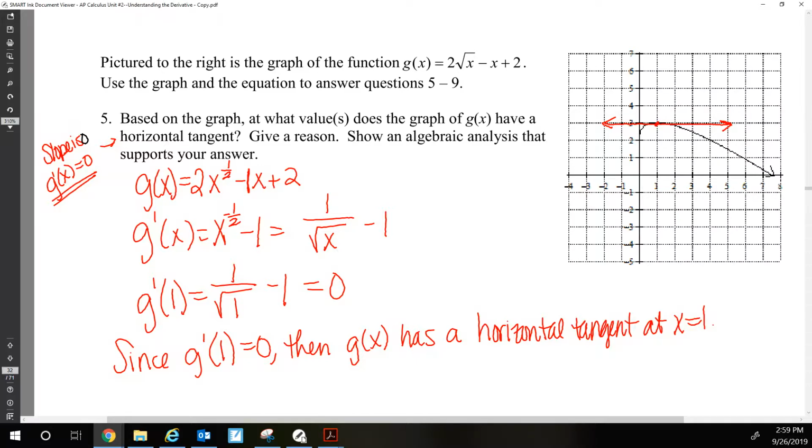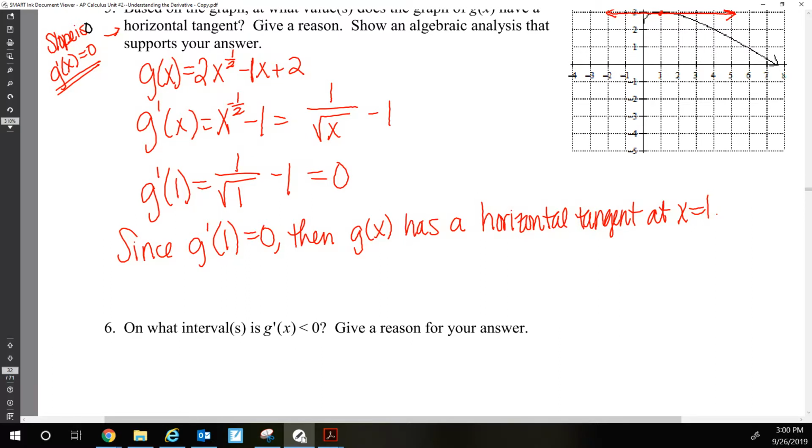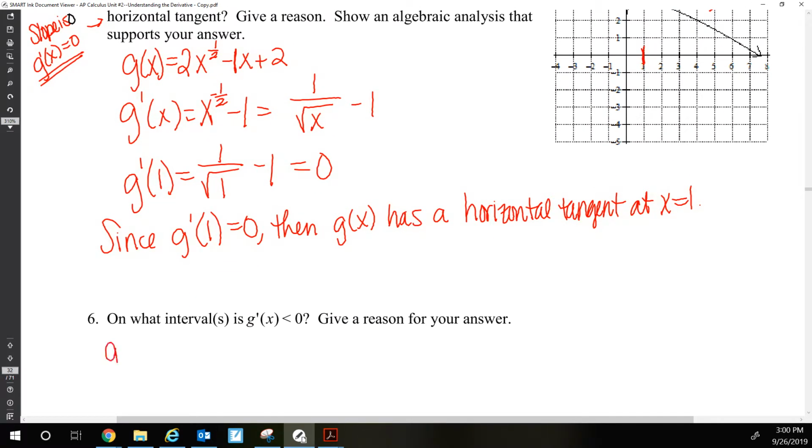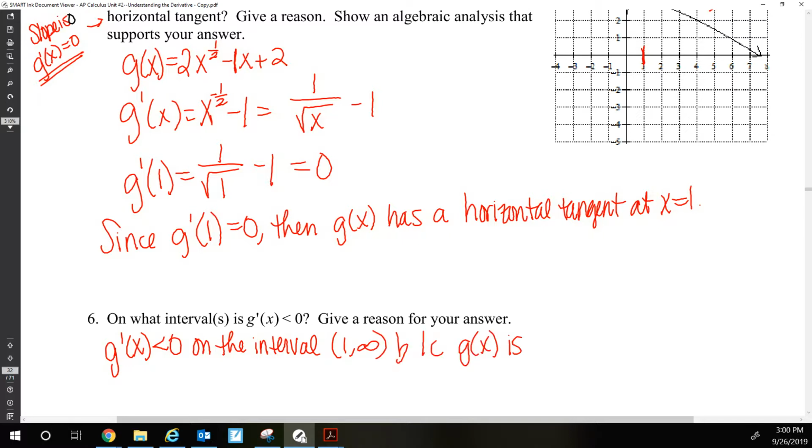All right, number 6 asks us, on what intervals is the derivative, g prime of x, less than 0? So where is the derivative negative? Well, remember, the slope of the tangent lines is going to be negative when g of x is decreasing. So we're talking about from 1 to, where is this guy going off to? Infinity. So the derivative of x is less than 0 on the interval 1 to infinity. Why? Because g of x is decreasing on that interval, right?